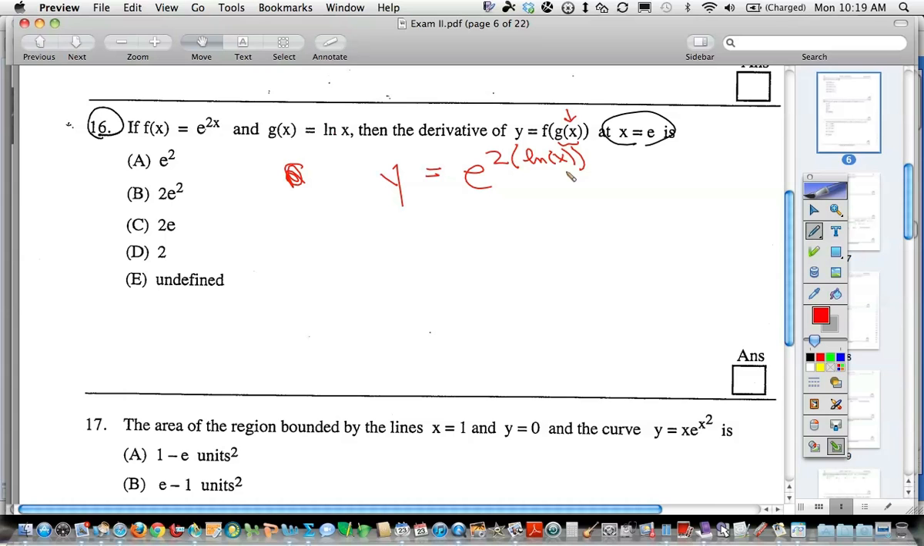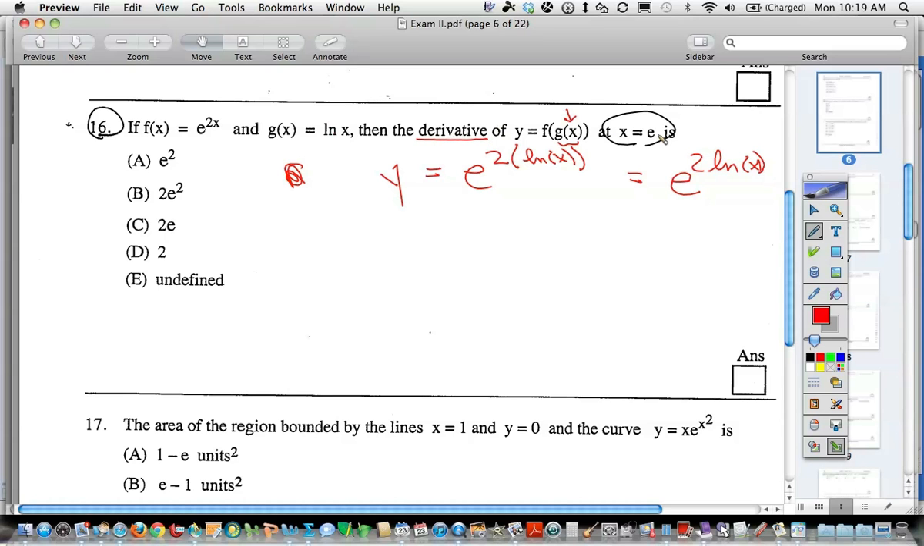Anybody have an idea what we would do next? Now, to be honest, I wouldn't even need those parentheses, and I really could just go e to the 2 ln x. Then could we just plug e in for x? No, because it wants the derivative at x equals e.